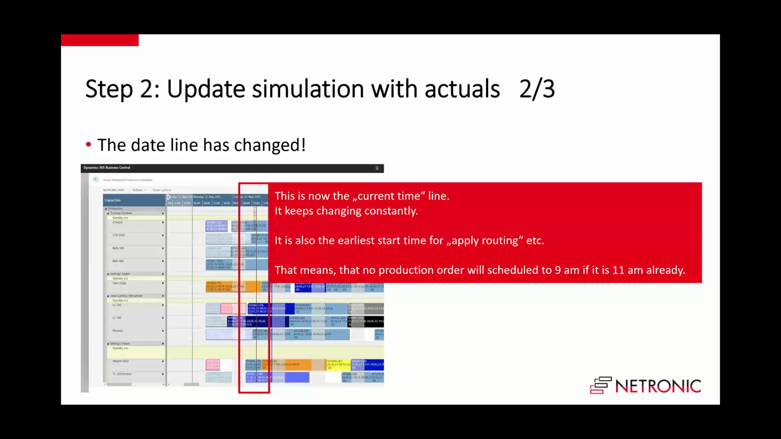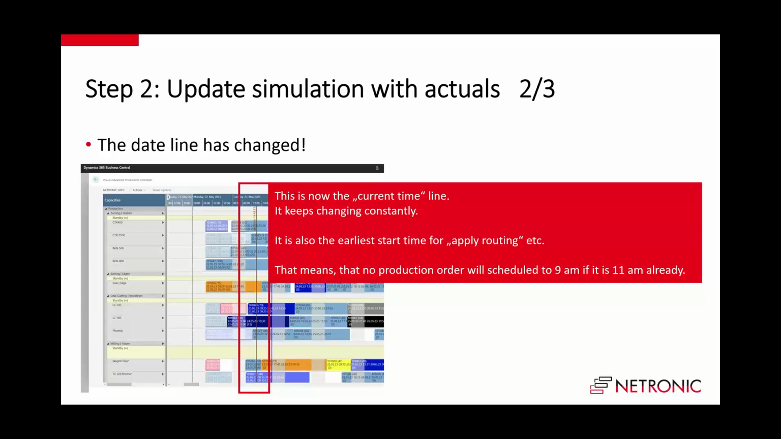In order to monitor all these changes and get a better grip on the actuals, especially for updating the simulation with the actuals, we changed the red line. The red line used to be the work date line, so it was always at the beginning of the work date. But if the work date is the actual date, which is the case in every productive BC environment, then the red line, which was the static work date line, now became a constantly changing current timeline. So this red line constantly updates, so you see it moving and moving, and this red line continues to be the earliest start date for apply routing and for all the scheduling instruments we have.